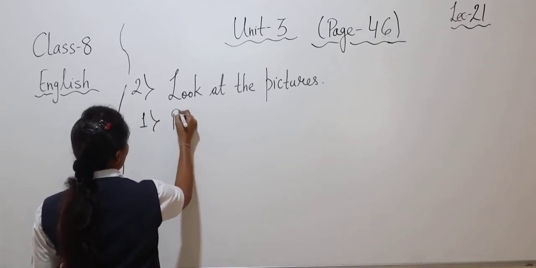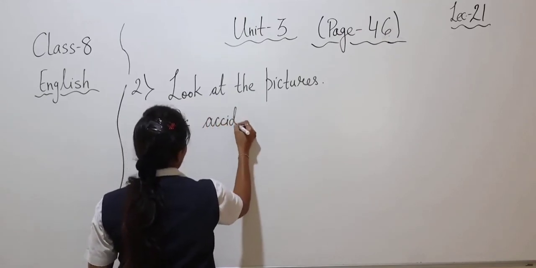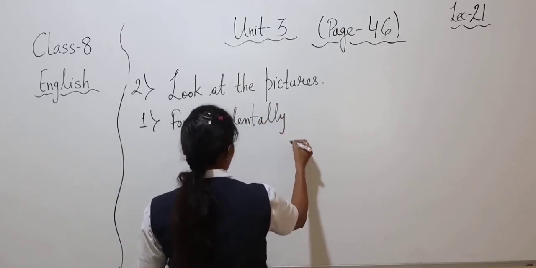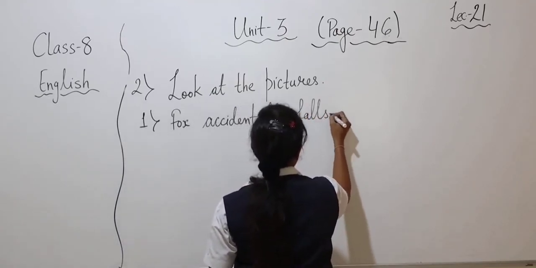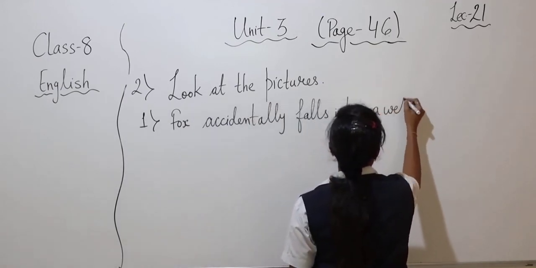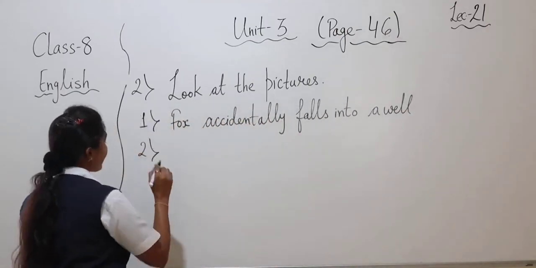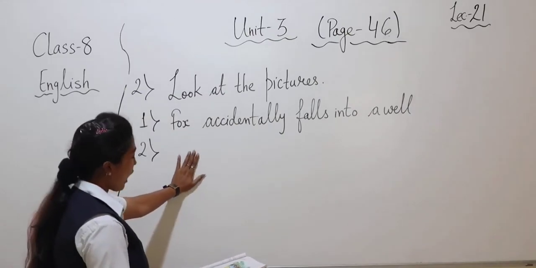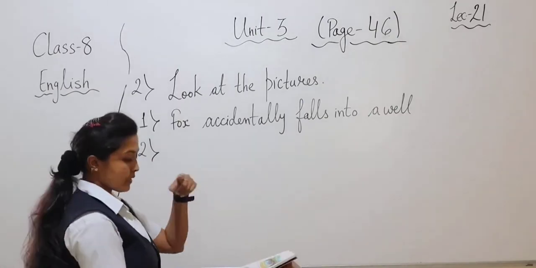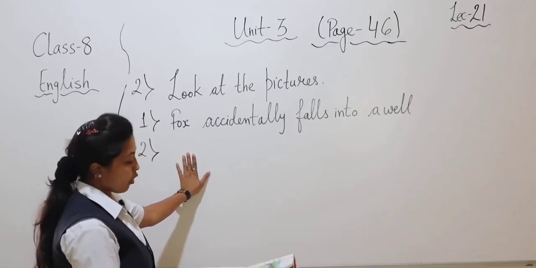One: fox accidentally falls into a well. Okay, now after the second, I am not going to write. The second one you have to note down: How do I get out of here? You have to take it from the picture. So, second one: how do I get out of here?